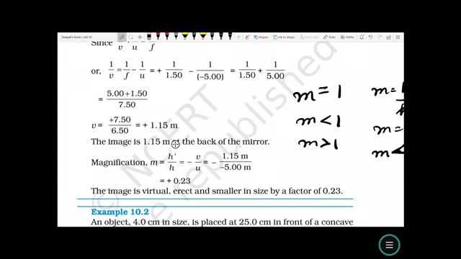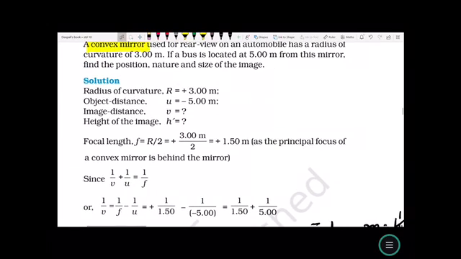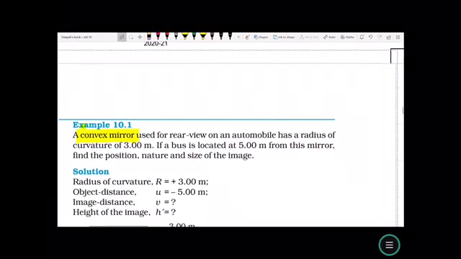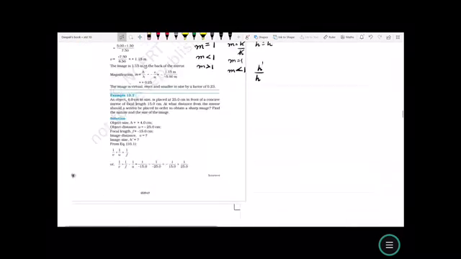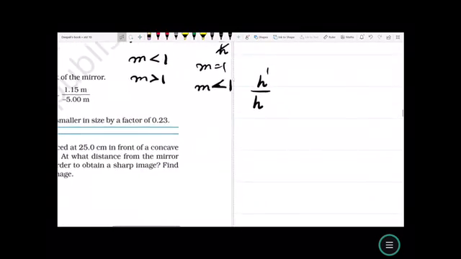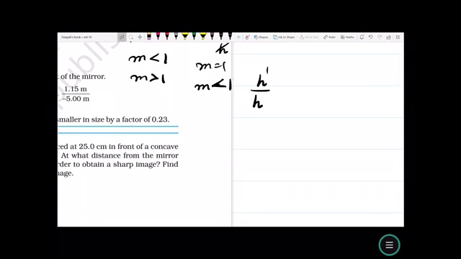We know that for an example here, we have 1.15 upon minus 5, that is your V by U, that is plus 0.23. Now, you can see that image height is 1.15 and object height is 5, that is the object is larger and the image is smaller. So, magnification we got less than 1. So, if the object height is greater and the image height is smaller, we get M less than 1. So, the size of the image will be smaller.